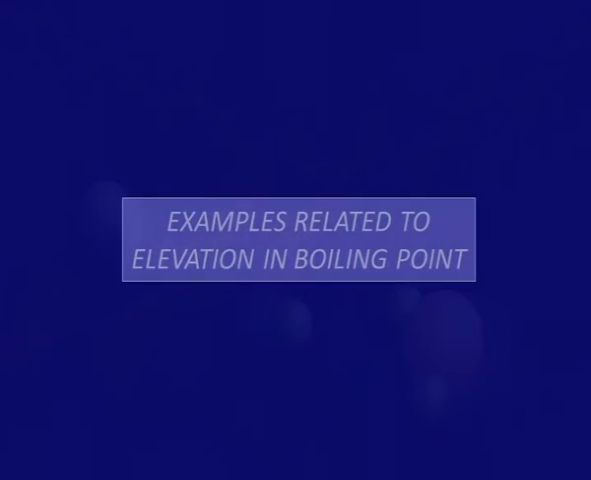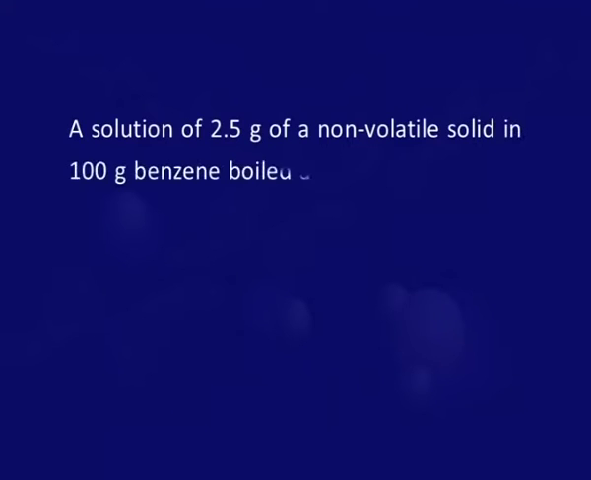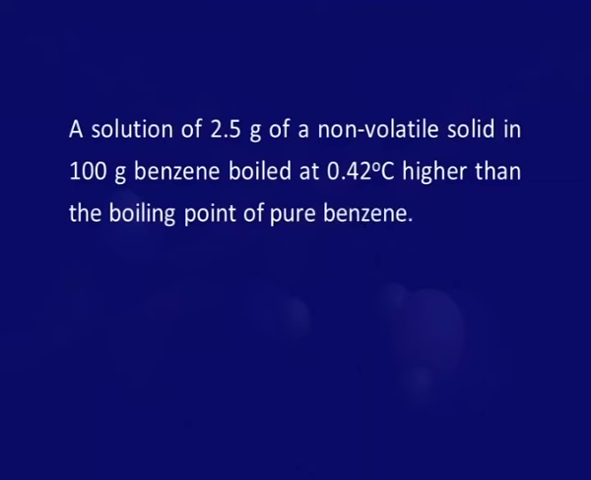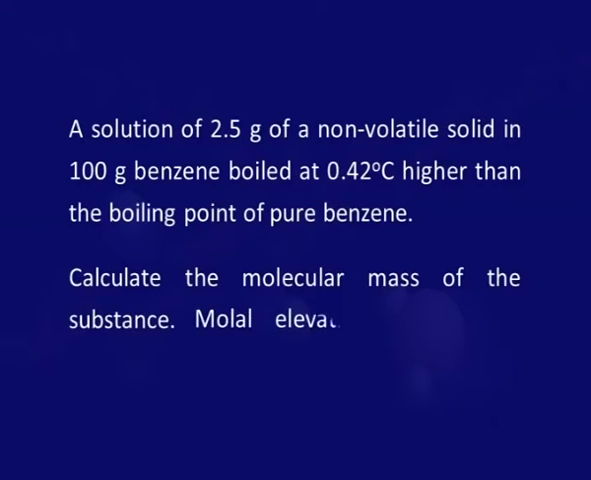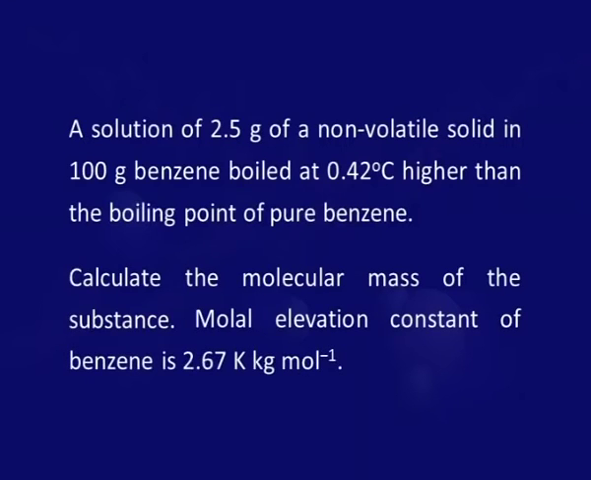We can practice some examples related to elevation in boiling point. The first one is a solution of 2.5 grams of a non-volatile solute in 100 grams benzene boiled at 0.42 degrees Celsius higher than the boiling point of pure benzene. Calculate the molecular mass of the substance. Molar elevation constant of benzene is given equal to 2.67 Kelvin kg per mole.